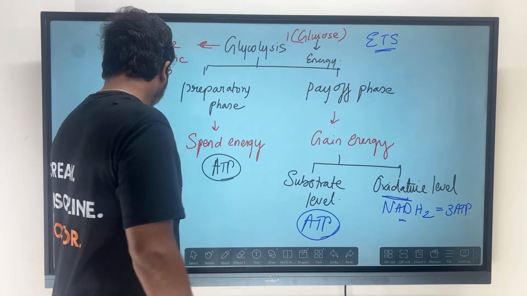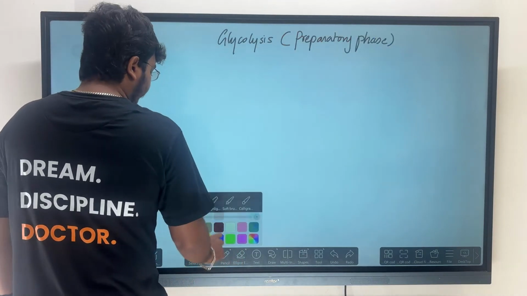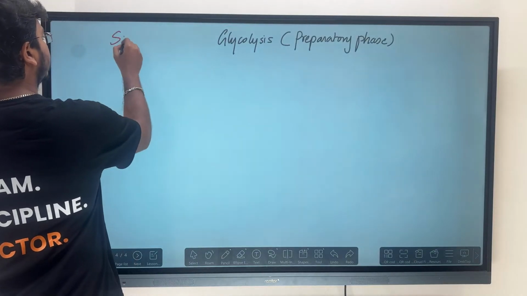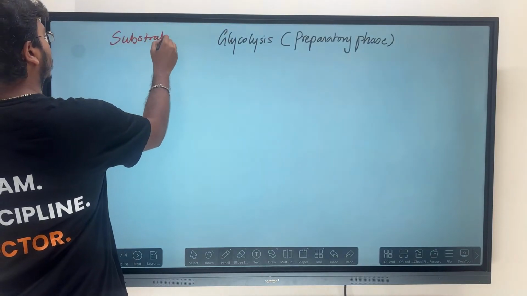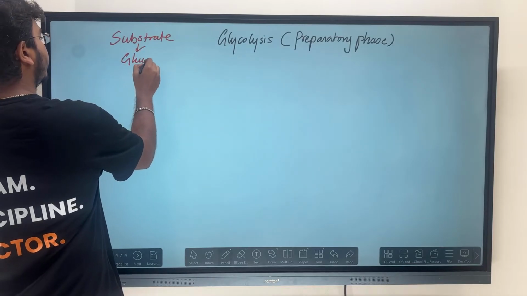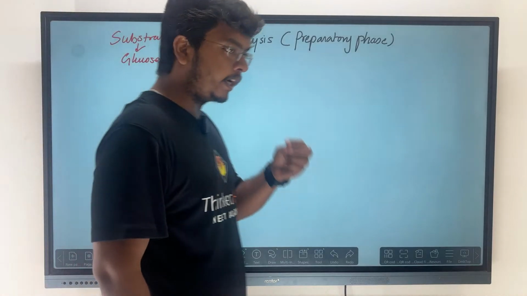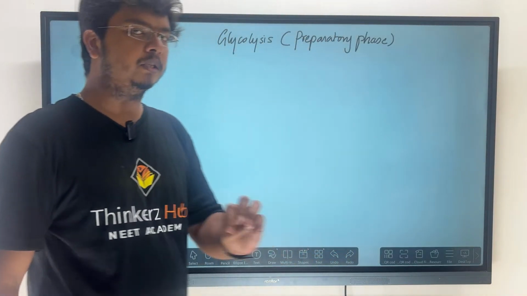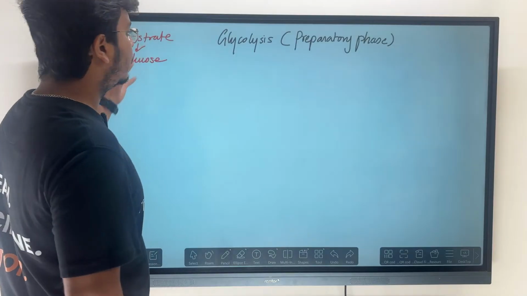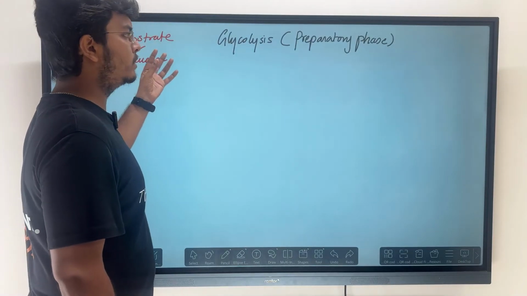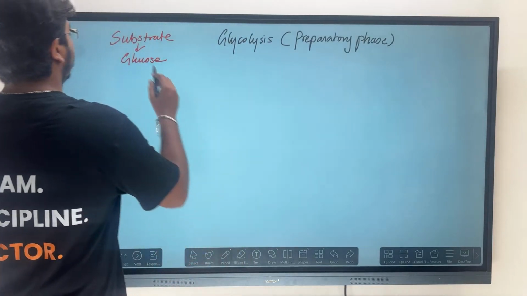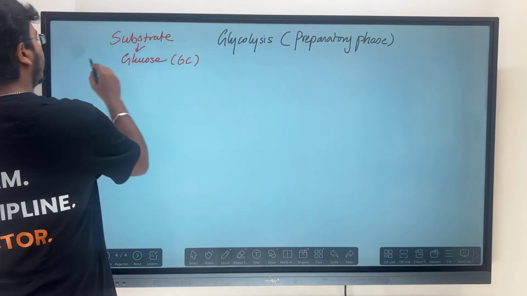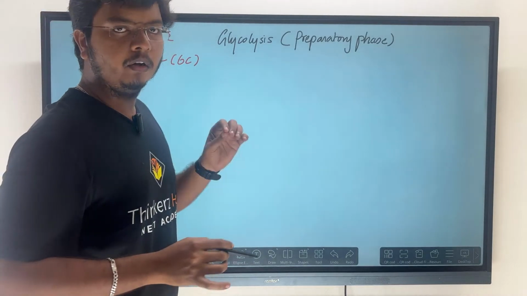Okay, fine. So coming to the preparatory phase. First we know which substrate we are going to use here. The substrate is nothing but your glucose. What is a substrate? Substrate means the substance on which we are going to carry out this process. So here we are going to use glucose for this breakdown process, and this glucose is a 6 carbon compound. How many molecules do we have? We have 1 molecule of glucose.